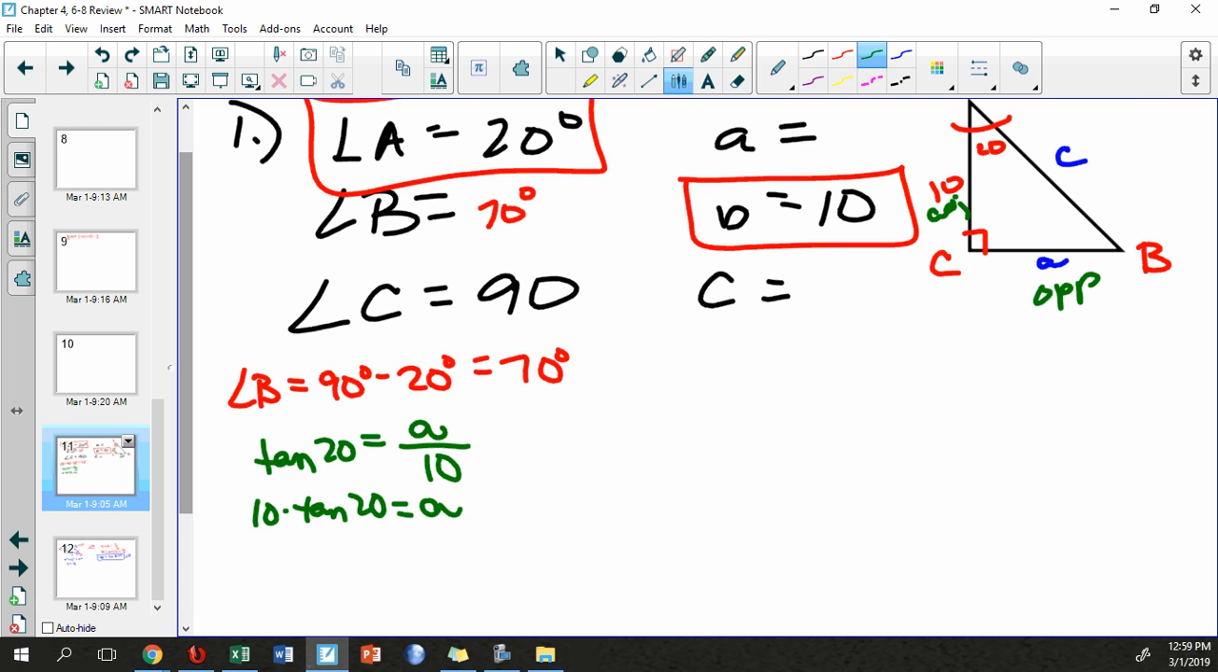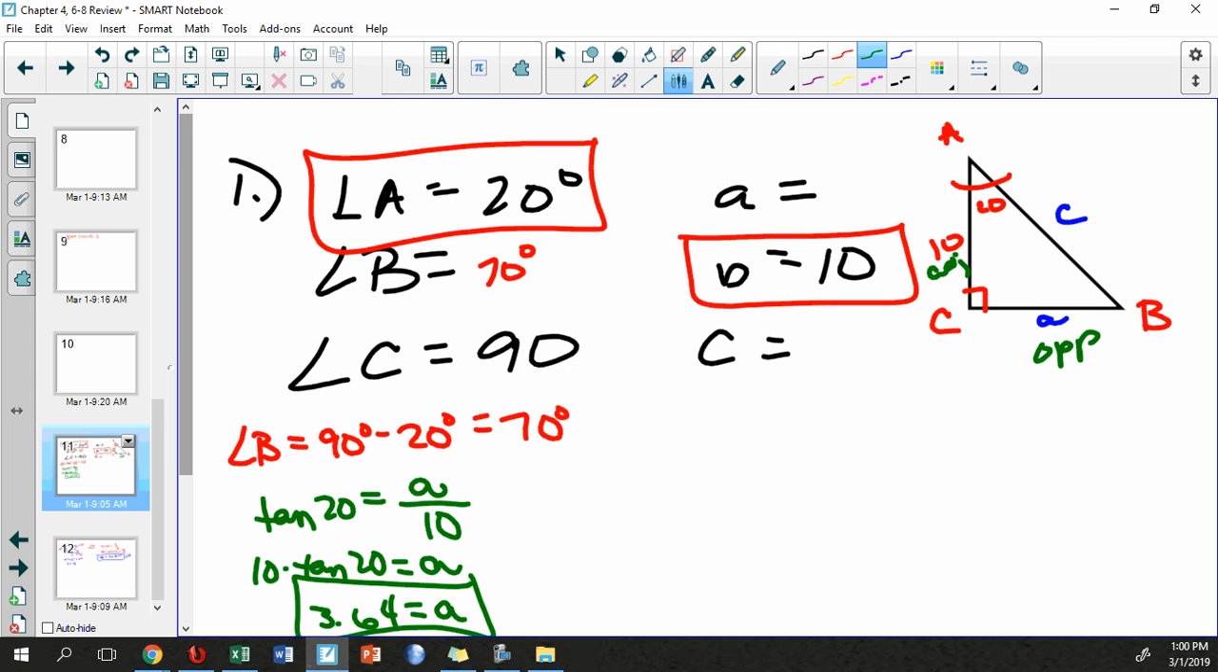When you are doing these problems, it is 100% essential that you watch the mode that you are in on your calculator. If you are not in the correct mode, guess what's going to happen? You are really going to mess that up. So you are going to have 3.64 is equal to little a. So side A is 3.64.